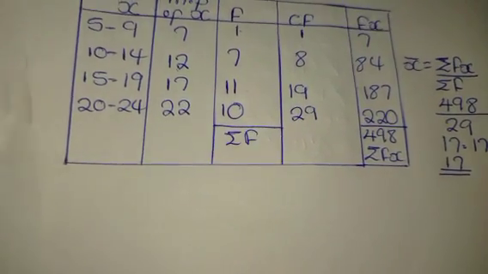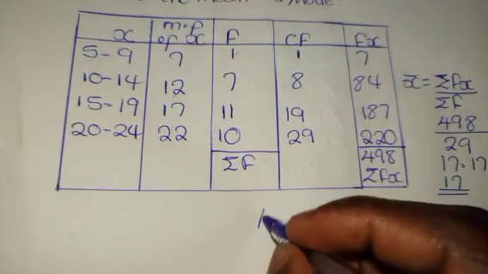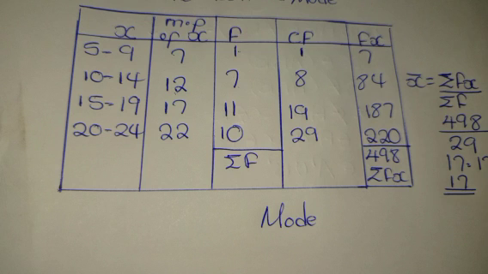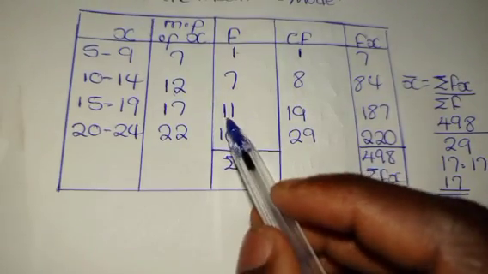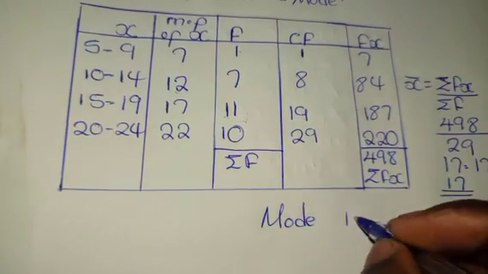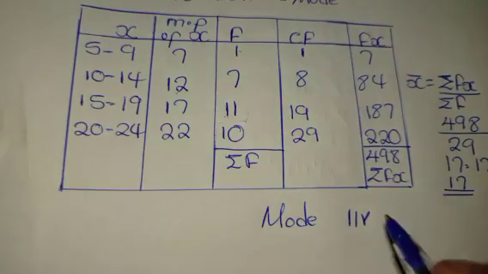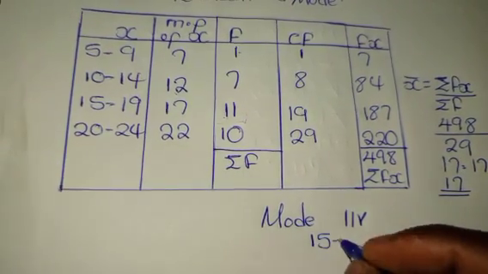Then we have been told to find the mode. Remember, by definition the mode is simply a number that is appearing so many times, the number that has the most frequency. So from your table, you need to check the one having the highest frequency. In this case, it is 11. So 11 is the mode frequency, and the mode class is 15 to 19.